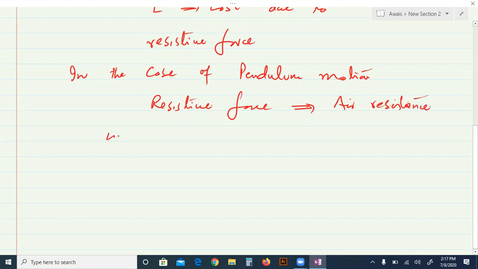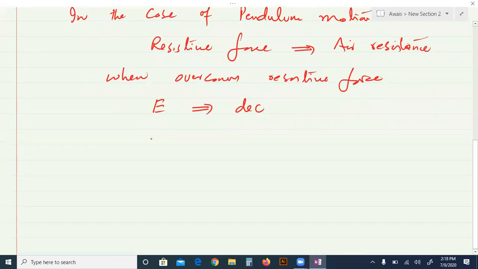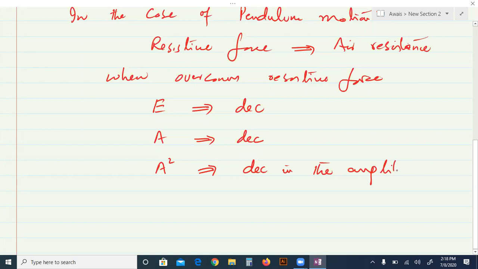So when the pendulum overcomes the resistive force, its total energy decreases, which has a direct effect on its amplitude, which also decreases. Now, due to the square, the decrease in the amplitude is not linear. It is exponential, meaning non-uniform.